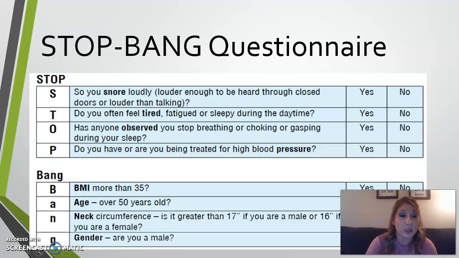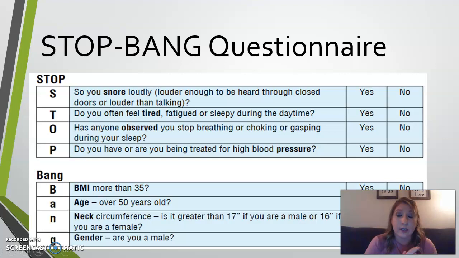And then the BANG portion: B is body mass index, which has to be more than 35. Age, if they're over 50. Neck circumference, if it's greater than 17 for male and 16 for female. And then gender, if your patient is male or female. All the research that I've come across does state that most of the time it occurs more often in males than females.